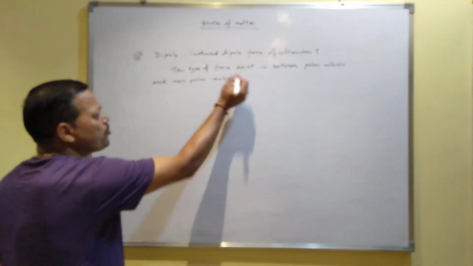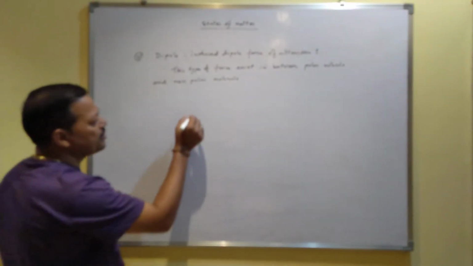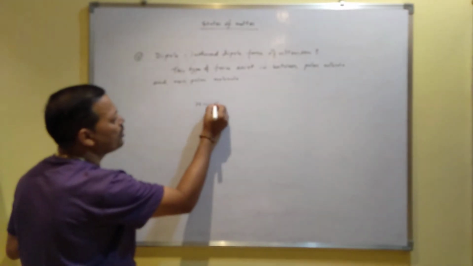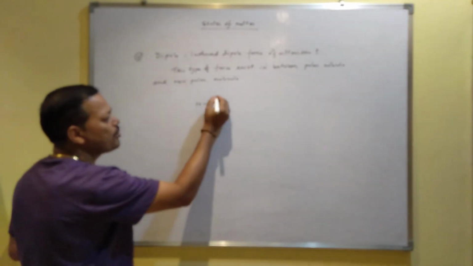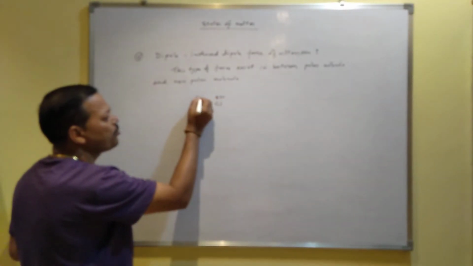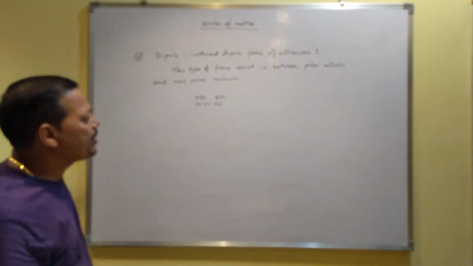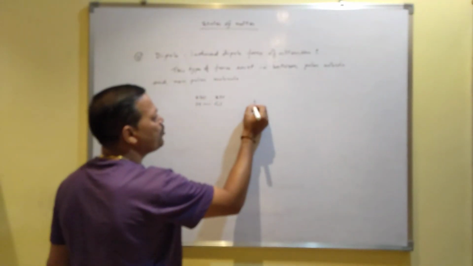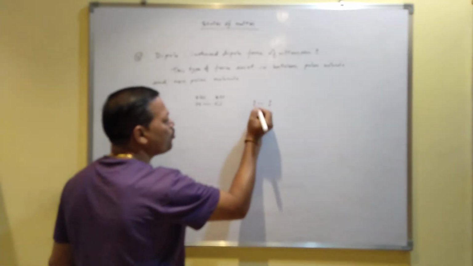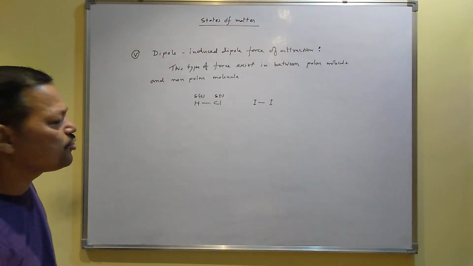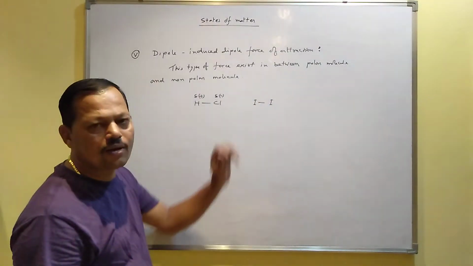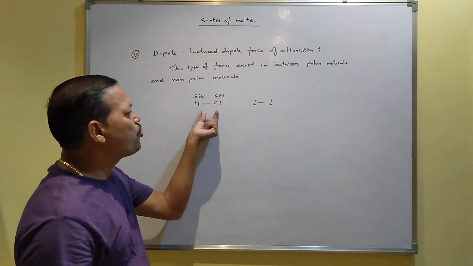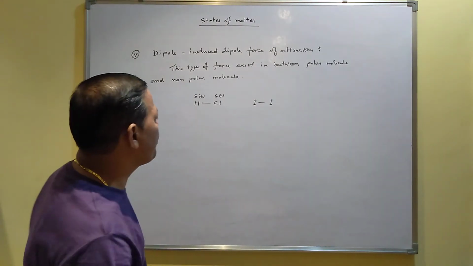So how does this type of force exist? See, this is one molecule, HCl. As you know, this is a polar molecule. Due to the higher electronegativity of chlorine, it can form delta plus and delta minus. And this is the iodine molecule, I2, which is said to be non-polar because both the atoms are the same. There is no electronegativity difference between the atoms. So this is one polar molecule, and this is one non-polar molecule.